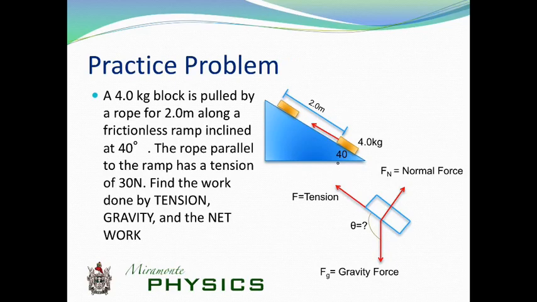Here's a problem. A 4-kilogram block is pulled, so here's our block down here, and it is being pulled up the hill by a rope for 2 meters along a frictionless ramp inclined at 40 degrees. Okay, so we don't have any friction to worry about, so that's one force we don't have to think about. The rope parallel to the ramp has a tension of 30 newtons. Find the work done by tension, gravity, and the net work, in other words, the total work. Okay, so we're going to break it down. We're going to look at each force individually and consider how much work is done.